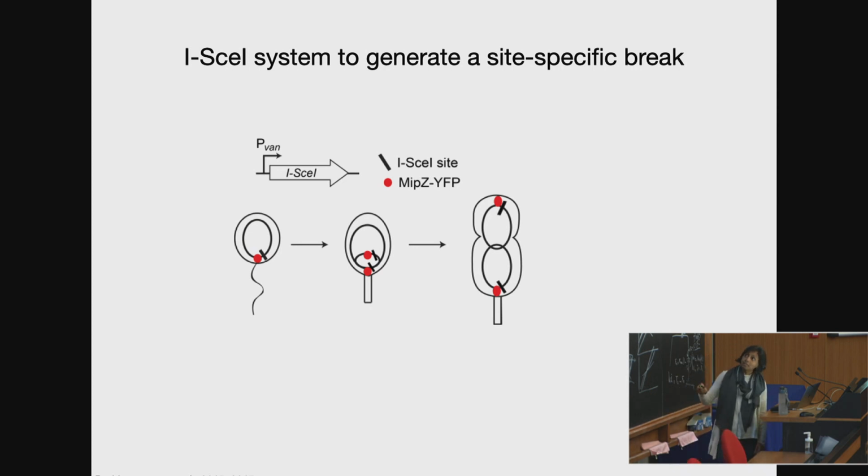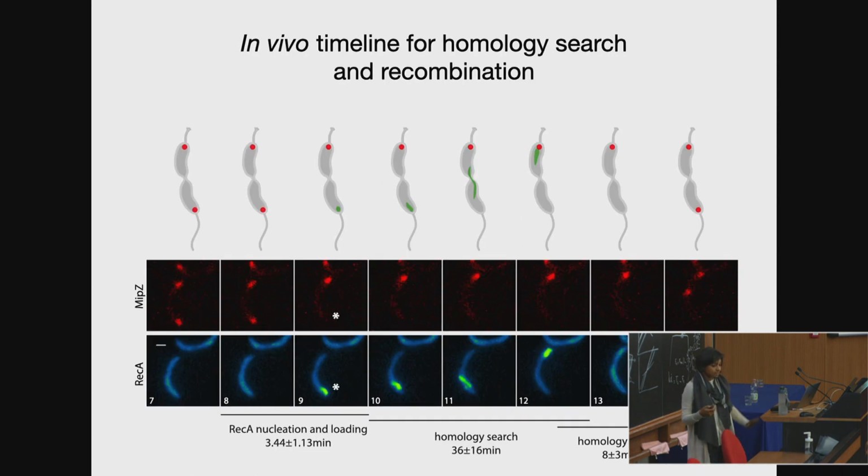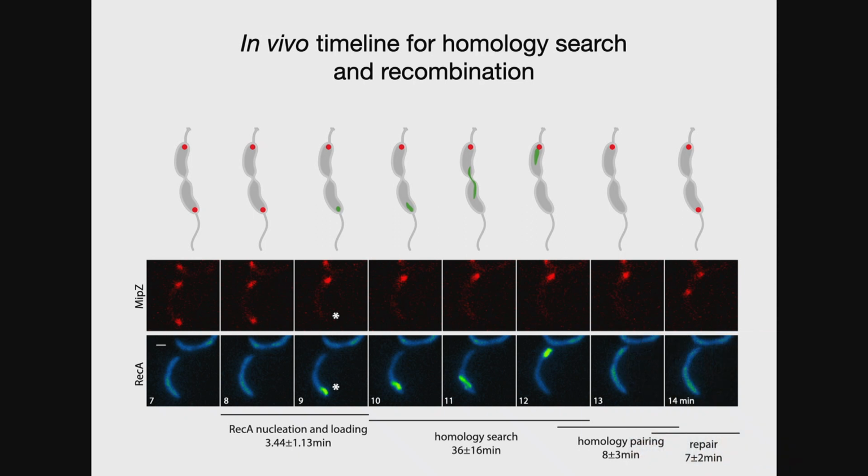We also mark the break site itself. So we add a protein that binds next to the break site. And this tells us where the break is, and it also tells us when a break occurs. And I'll tell you about how we do that. So here is the entire system.